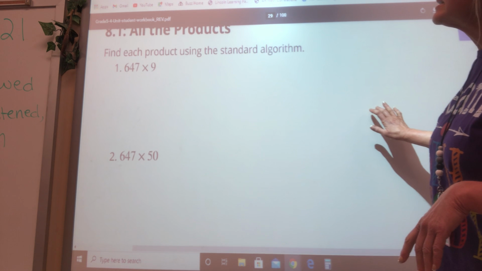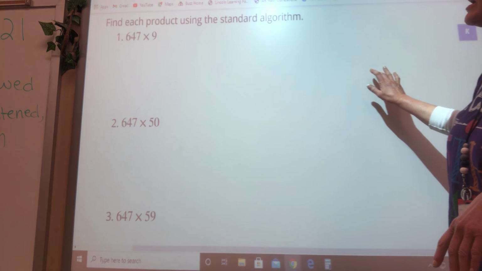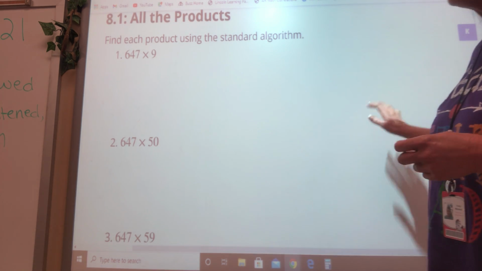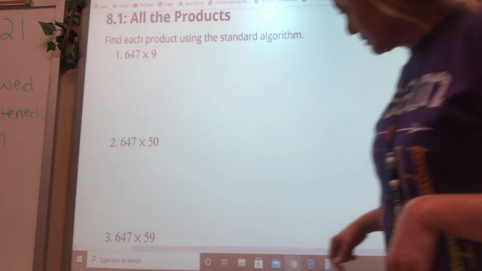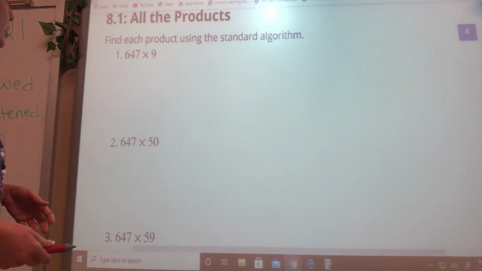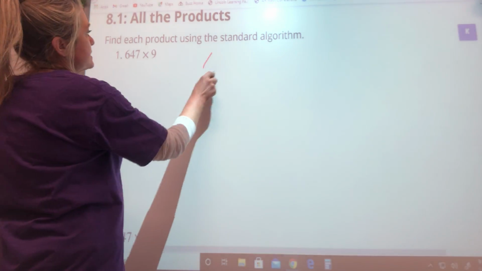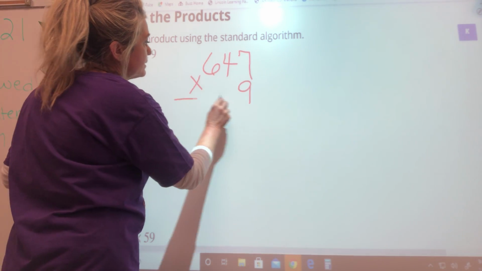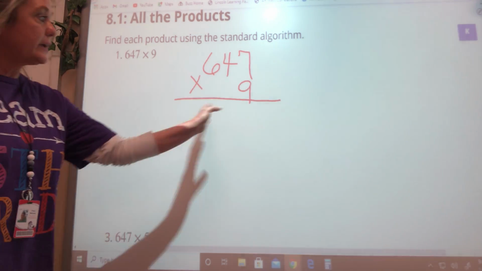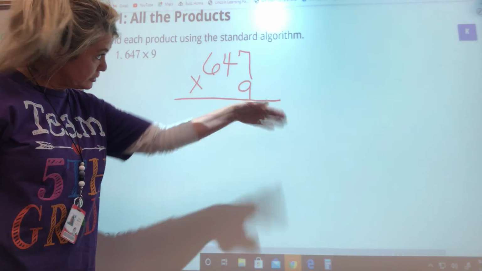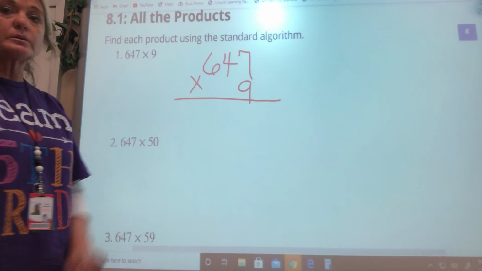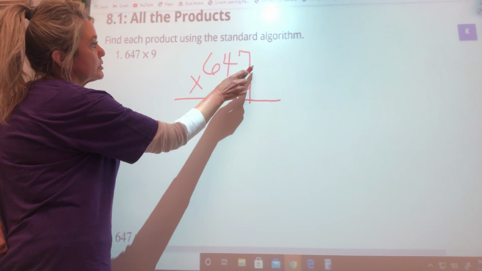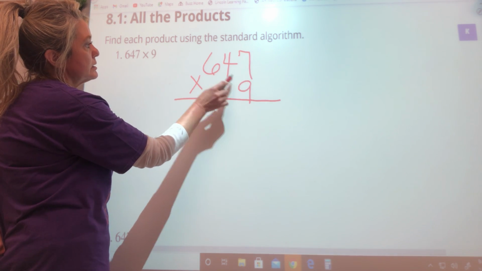The next page just tells us to find each product using standard algorithm. And don't forget, standard algorithm simply means standard steps. An algorithm is just the steps for a math problem. So they give us 647 times 9. Now I know that I'm only going to have 1 row. My answer is going to be done in 1 row because I'm only multiplying times 1 digit. So we multiply this number times this, then this, then this.